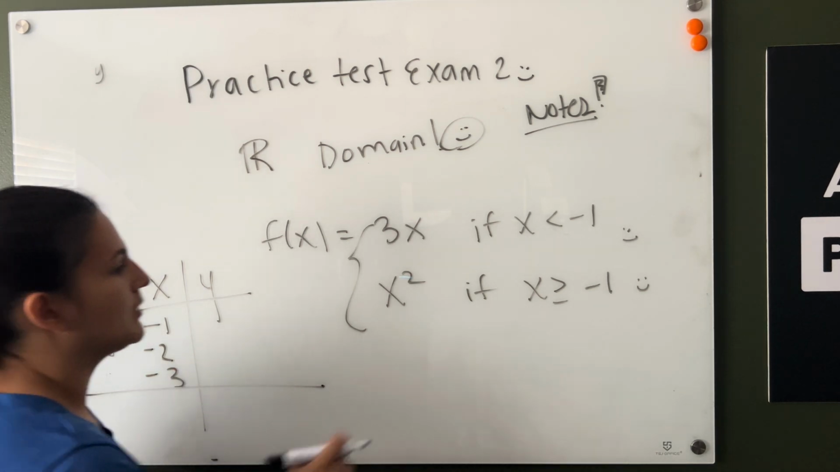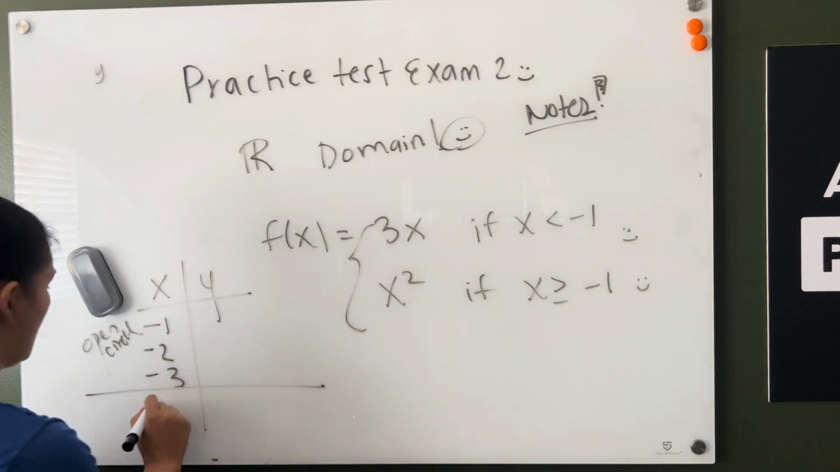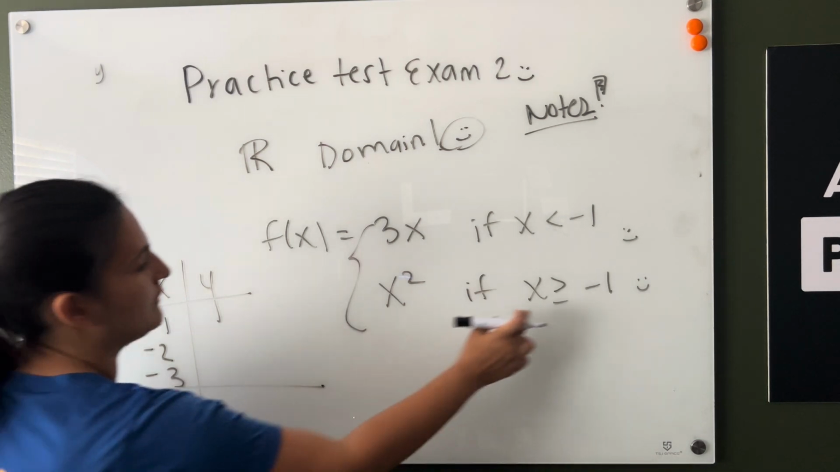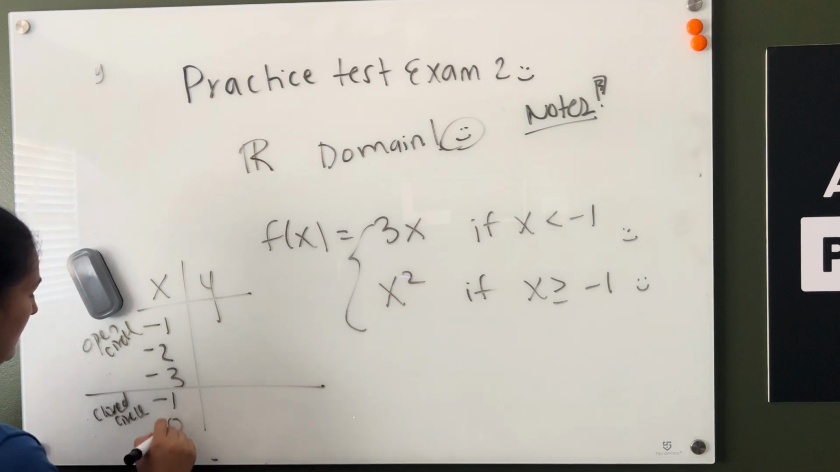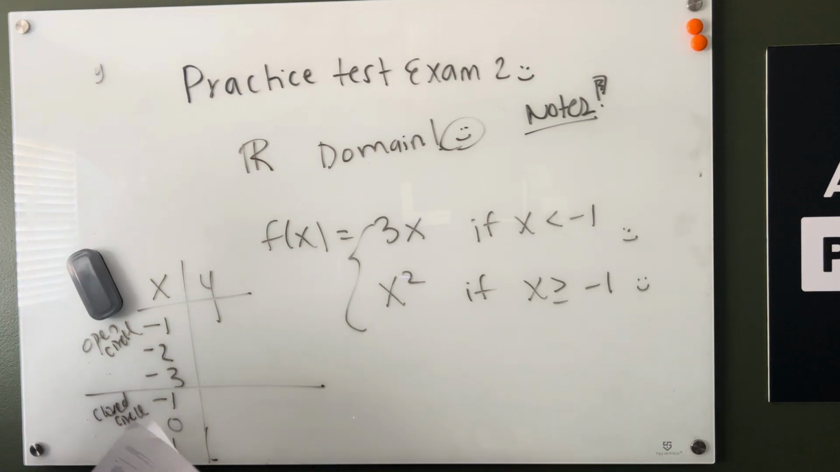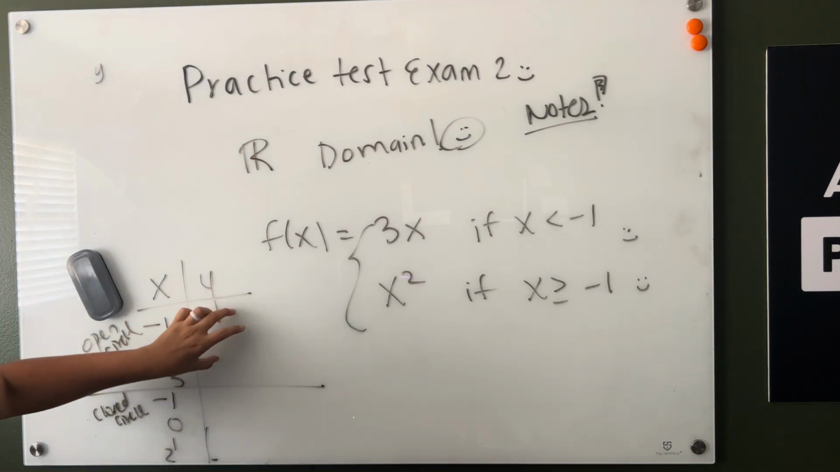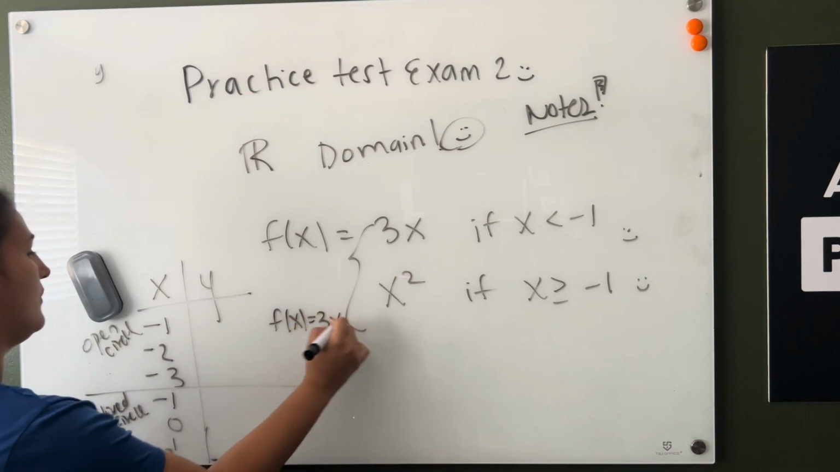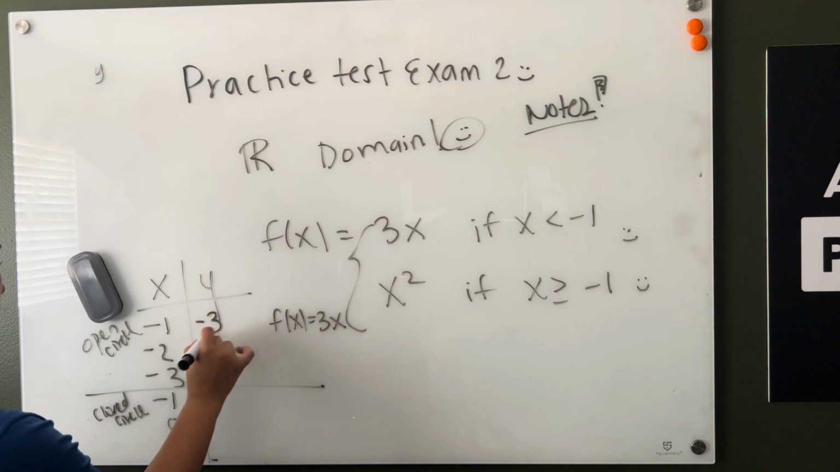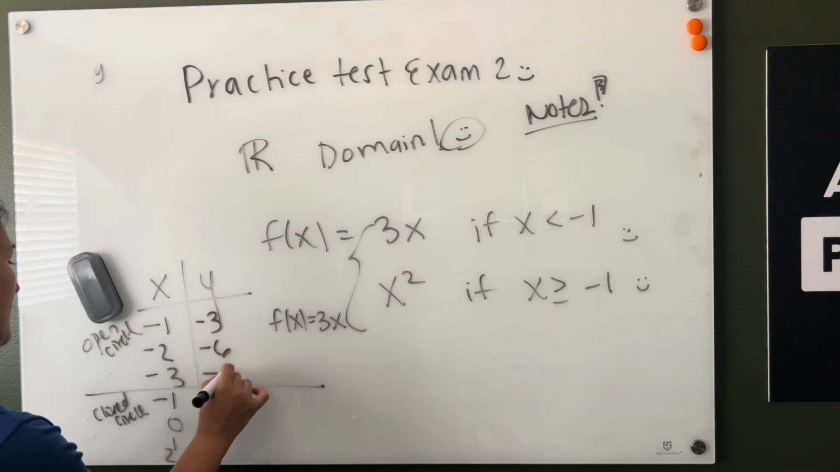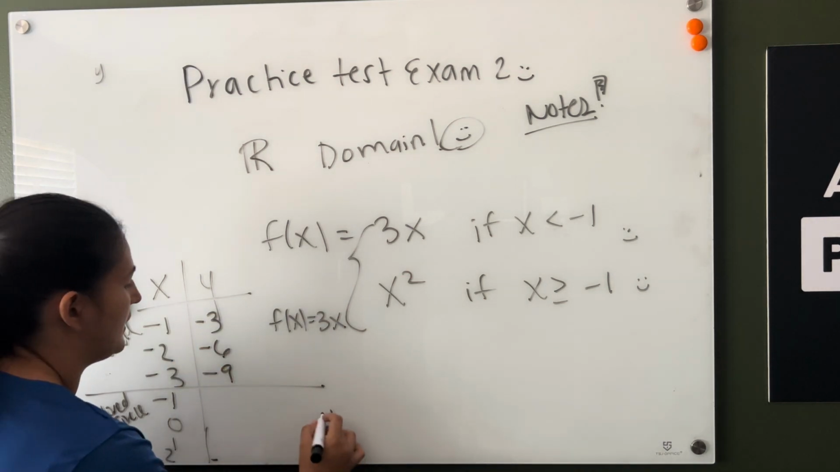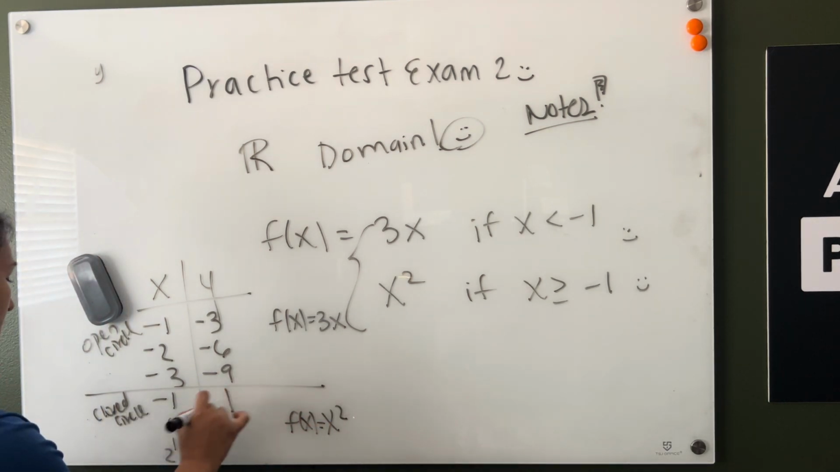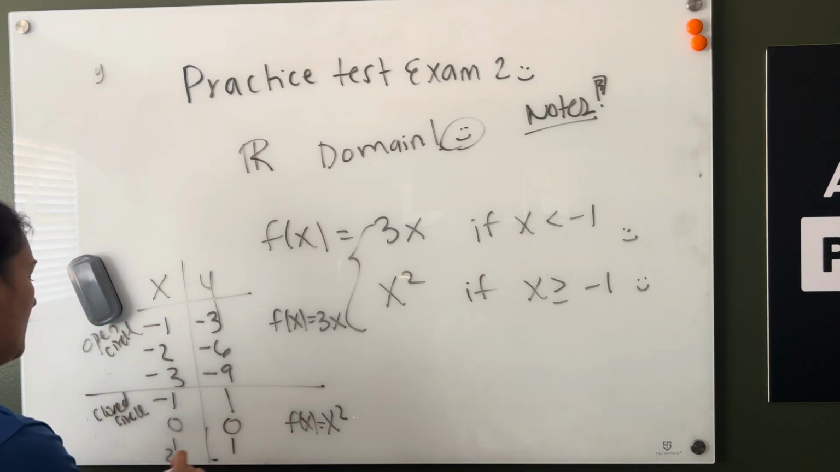For the second function, I'm going to plug in -1, and it's a closed circle because that is part of the function. And you're going to plug in values greater than -1, so that would be 0, 1, 2. Right? So now just plug in. So for this part, the top part, the function is 3 times x. So multiply by 3. So for the bottom function, it's a parabola, x squared. So it's going to be -1 squared is 1, 0 squared, 1 squared, 2 squared.